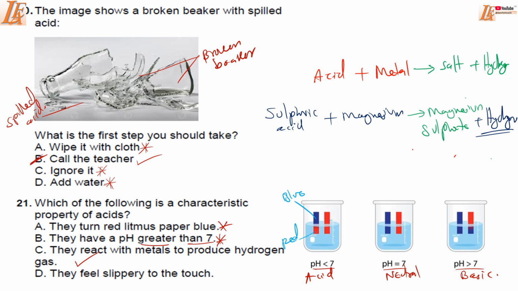Then D, they feel slippery to touch. This one is for bases. So the correct answer in this case is that they react with metals to produce hydrogen gas.